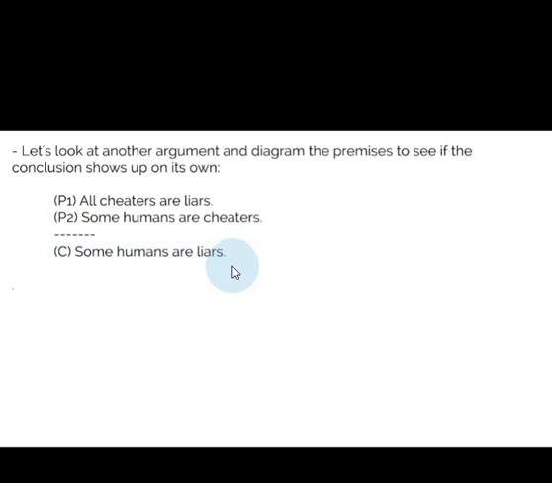Again, I think for many people, if you look at this, you intuitively get it. You can kind of tell that that makes sense. If it's true that some humans are cheaters, but all cheaters are liars, then it would follow that some humans are liars. And so hopefully you'll see that we should get the result we want. If we symbolize these two premises, the conclusion should show up all on its own, because it always does that in a valid argument.